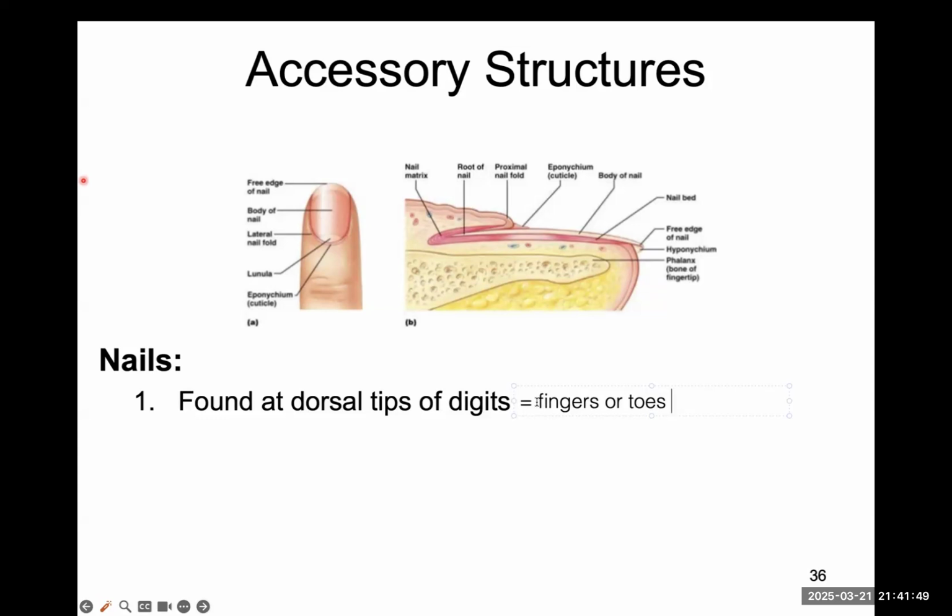and their job is to basically have many functions. They're to protect your tips, and then they're used for digging, they're used for fighting, they're used for all kinds of stuff.